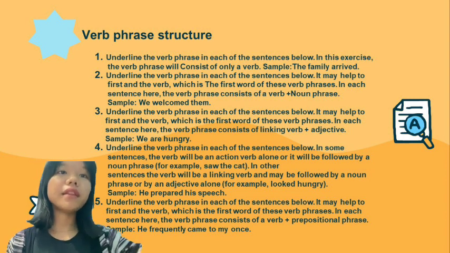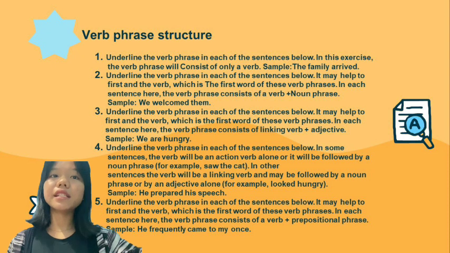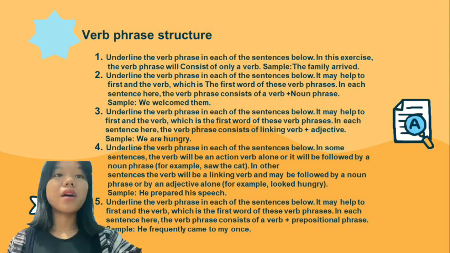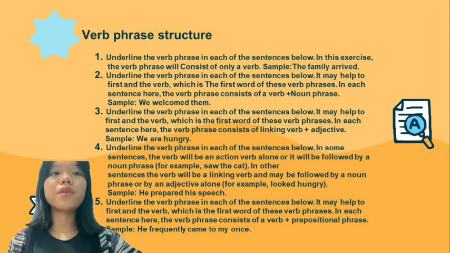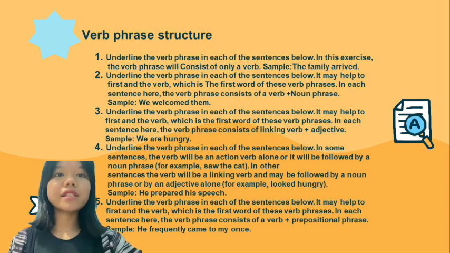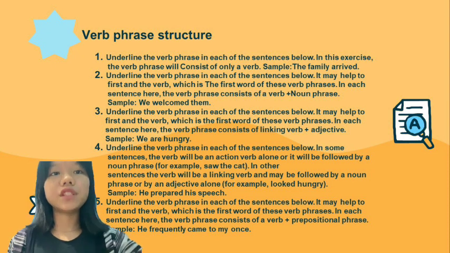Four is: underline the verb phrase in each of the sentences below. In some sentences, the verb will be an action verb alone, or it will be followed by a noun phrase. For example, saw the cat. In other sentences, the verb will be a linking verb and may be followed by a noun phrase or by an adjective alone. For example, look hungry. And then the sample is: he prepared his speech.